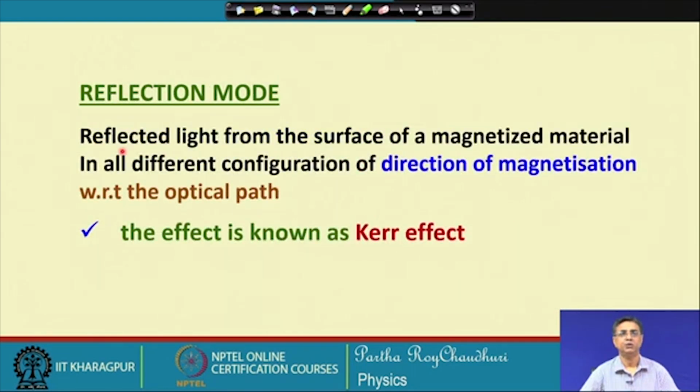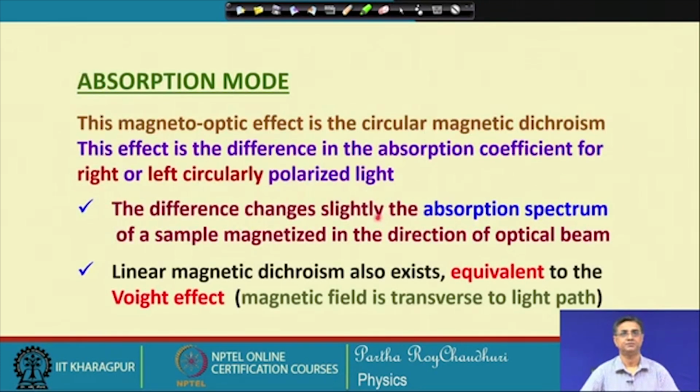So, in the reflection mode, light is reflected from the surface of a magnetized material, and that changes the property of the light which is reflected from the surface of the magnetized material, in all different configurations of the direction of magnetization with respect to the optical path. This effect is known as the Kerr effect, which is unlike the Kerr effect that we observed in the electro-optic effect, where it was proportional to the square of the electric field. This time it is not; it is unlike.